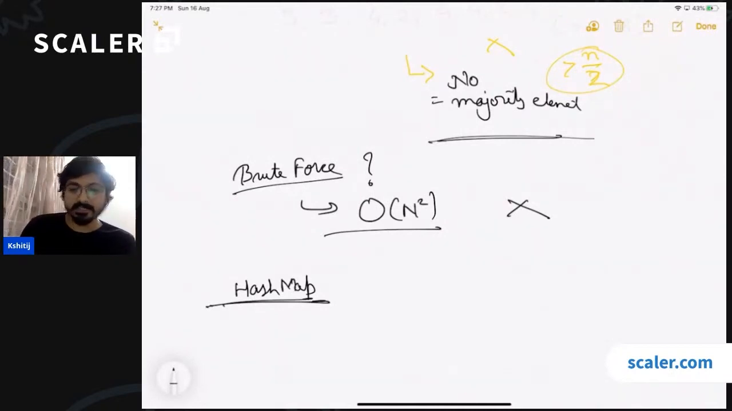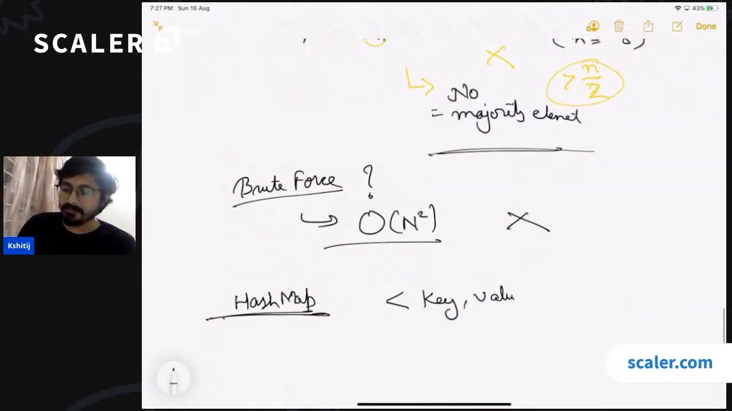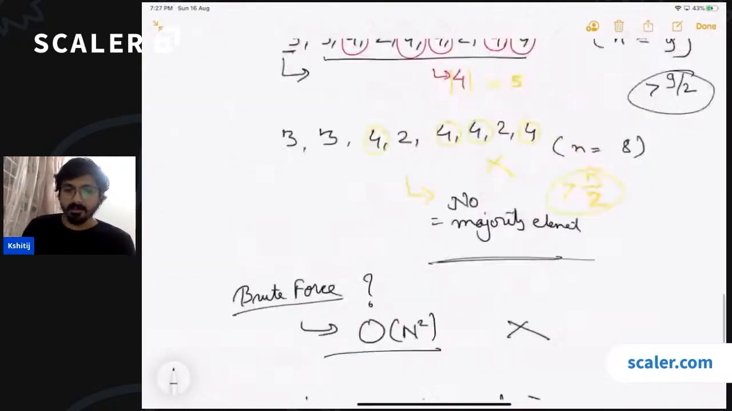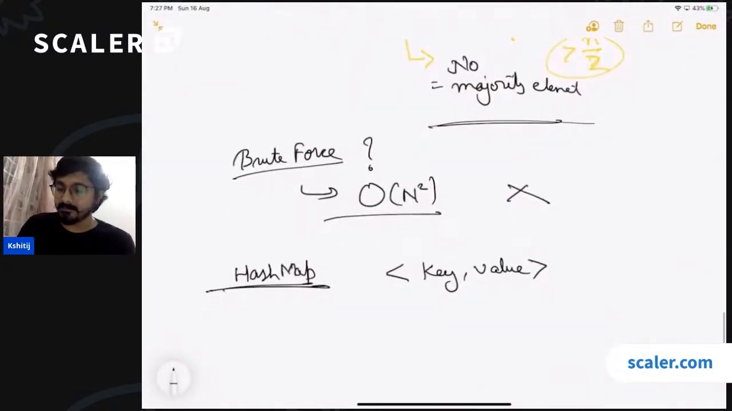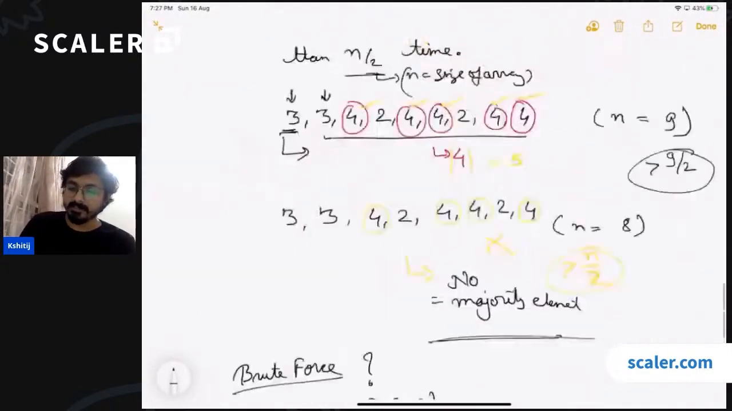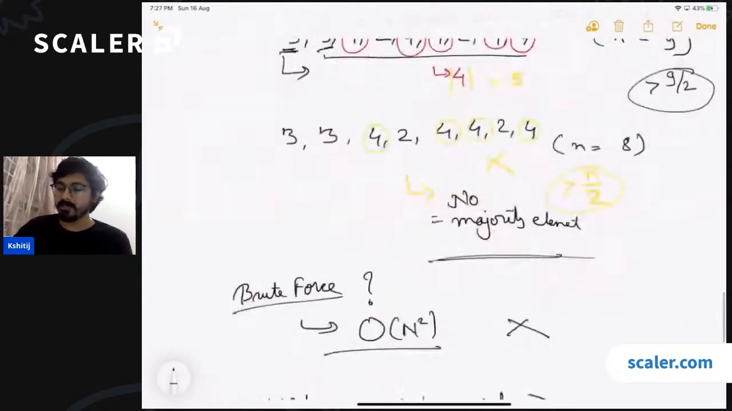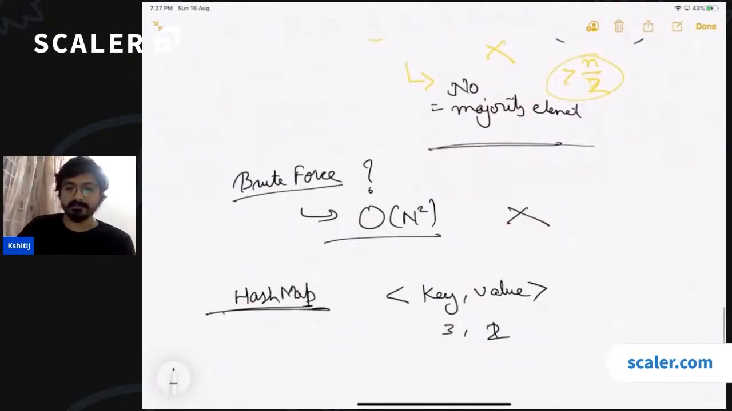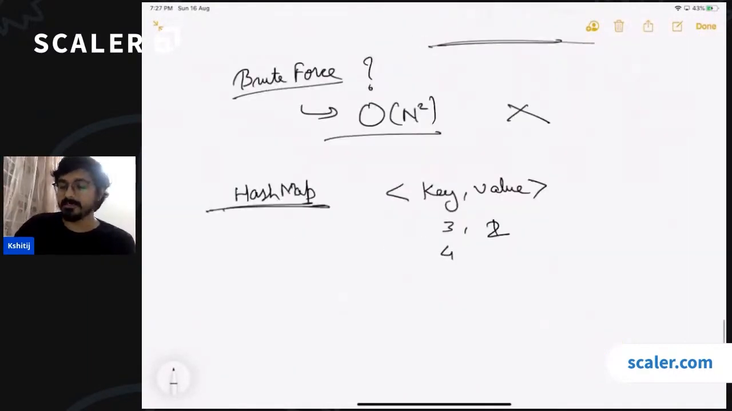Hash map is nothing but a key value pair, right? So you can have a key and you can have a value in the hash map. Now every array element becomes the key and the frequency becomes the value. So against 3, you keep 1. Then you again go to 3. You see that 3 has already occurred in the hash map. You increase the frequency. Okay. Then you go to 4. 4 is not occurred yet. You keep it and you put 1 here.